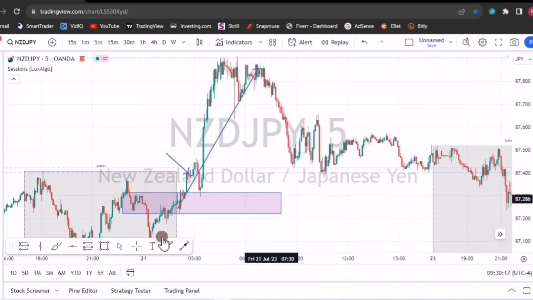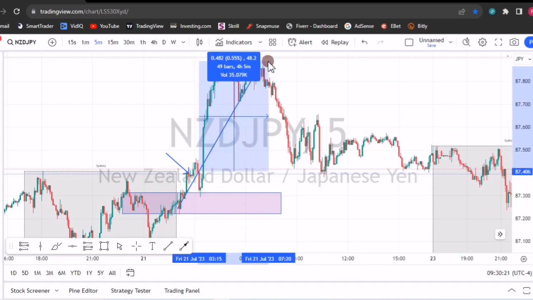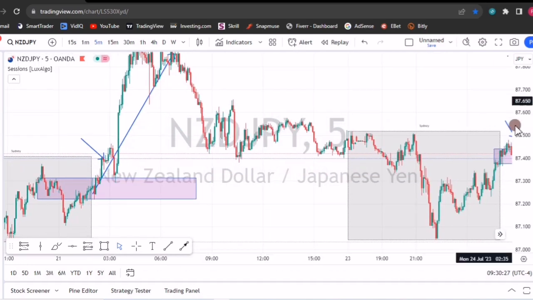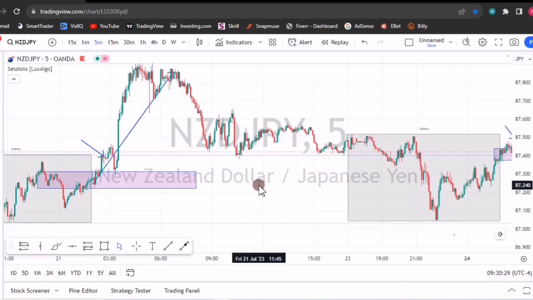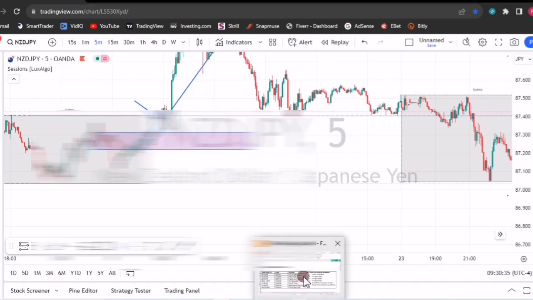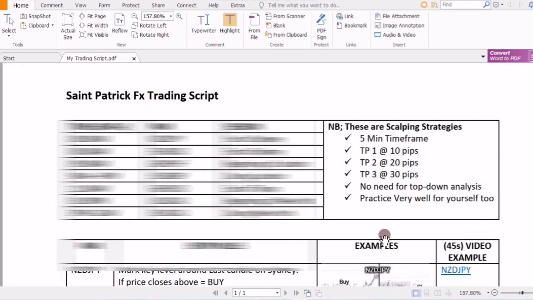Right here, let me see how many pips. It ended at 40 something pips. I'm sure you could have caught all the 3 TPs. You could have ended at take profit number 3. So that is how you trade using this script. It's going to guide you on all that you need to do.